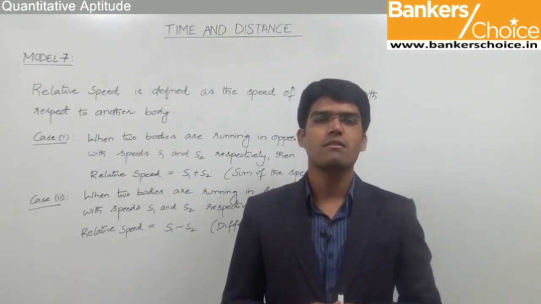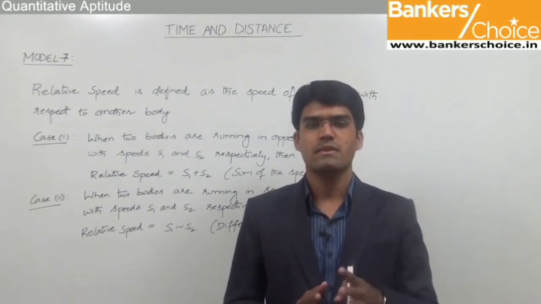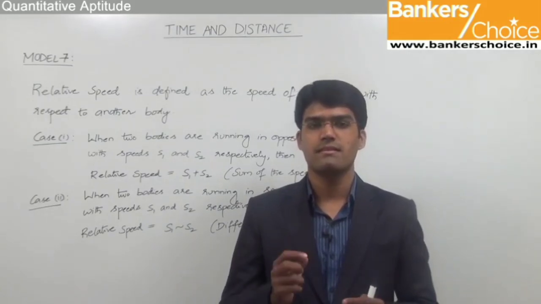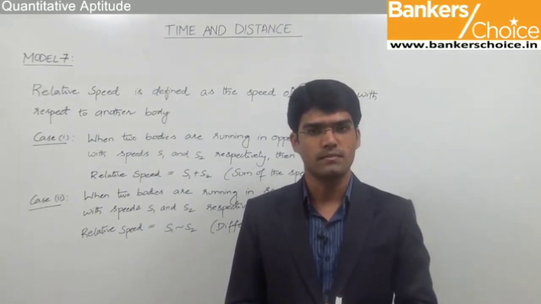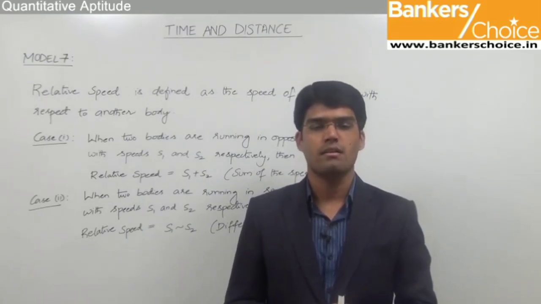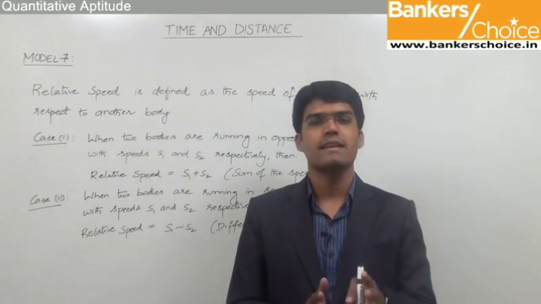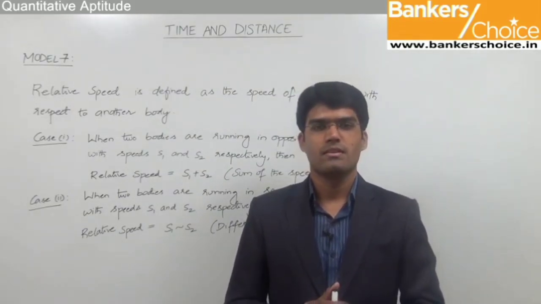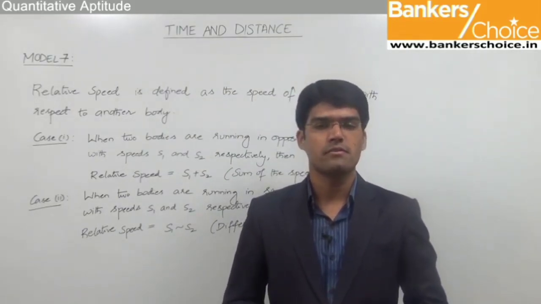So this speed of 0 kilometers per hour, because of the other train appearing to be stationary, is referred to as relative speed. Actually speaking, the other train is also running at the speed of 80 kilometers per hour. But from the point of view of an observer sitting in the first train, the second train appears to be stationary. So that is what is called relative speed.